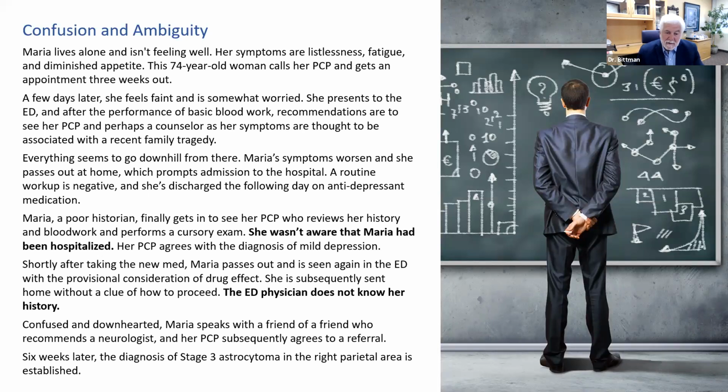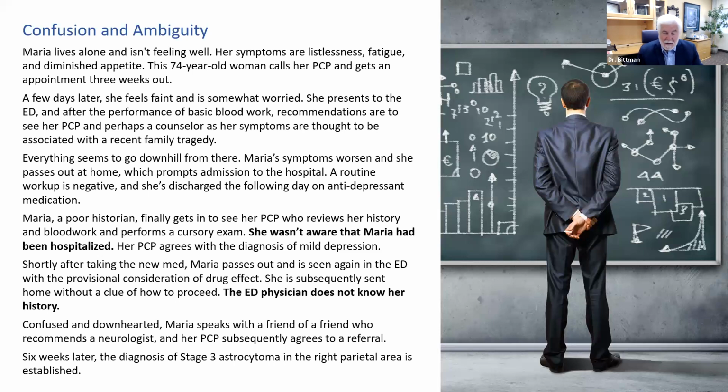Her PCP, however, agrees with the diagnosis of mild depression, basically prescribes a medication, and after taking the medication, Maria passes out, and she's basically seen back in the ED, a different ED this time, with a provisional diagnosis of drug effect. Seemed logical. She's subsequently sent home. She doesn't have a clue of what to do next. And the ED physician doesn't know her history. She basically presents without being able to provide anything meaningful.